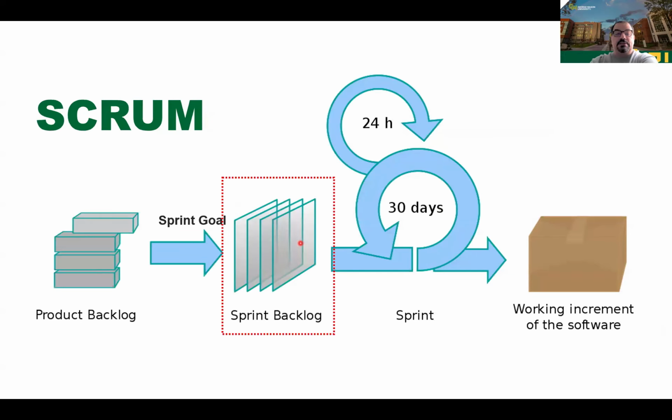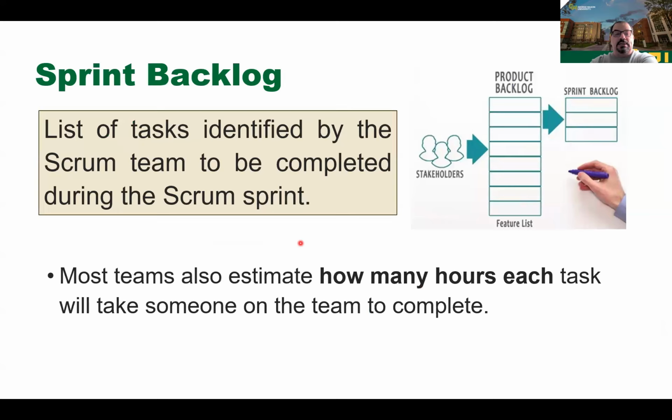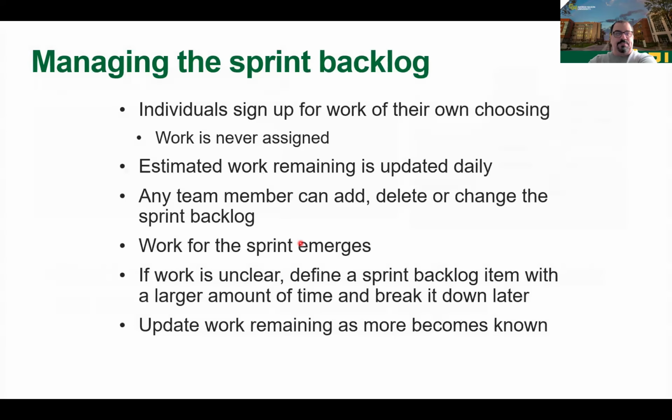With this sprint goal, you create the sprint backlog. The sprint backlog is the list of tasks identified by the Scrum team to be completed during the Scrum sprint. The sprint backlog is not the responsibility of the PO, okay? The PO participates in it. Remember, the stakeholders, PO, and the team work to create the product backlog. The PO prioritizes, and the PO defines with the team what the goal is, and you create the sprint backlog. Okay.